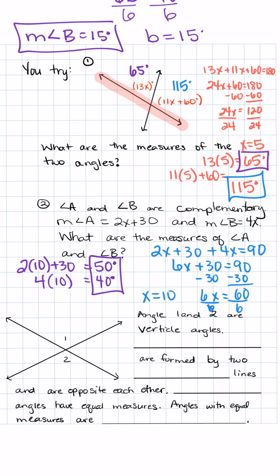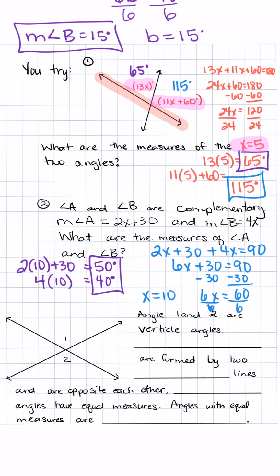Okay. So for the first one, you should have got 65 degrees and 115 degrees. Remember, there's more than just solving for x. You then have to put x into the original equations to give you what each angle actually equals. And for number 2, you should have got 50 degrees and 40 degrees.